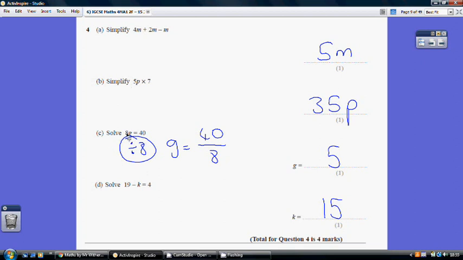Now part C, to undo this timesing by 8, we divide by 8. So g is 40 over 8, which is 5. And you can check your answer. 8 5s gives us 40. Now for part D, what number when we take it away from 19 gives us 4? Well, that's 15, because 19 take away 15 is 4.